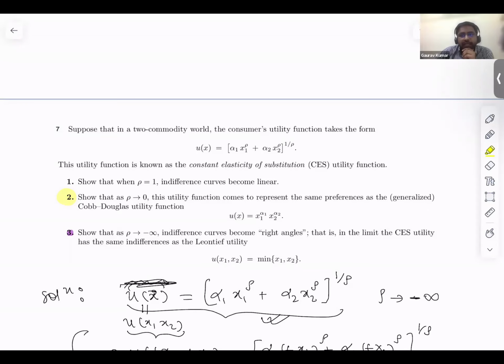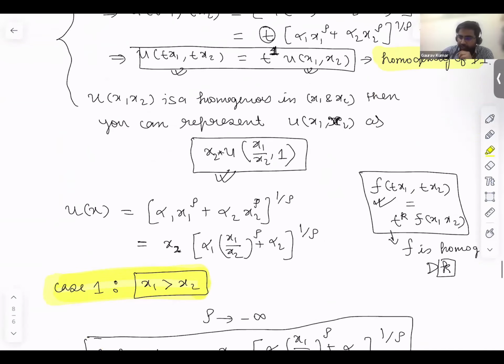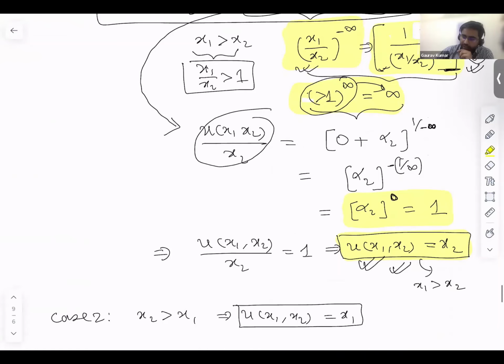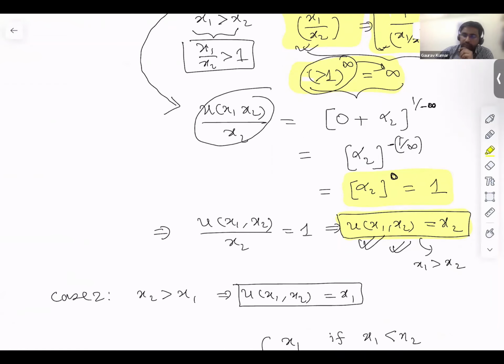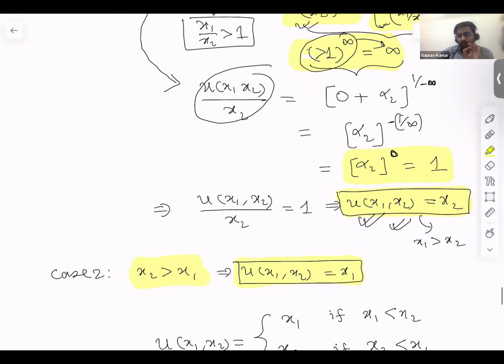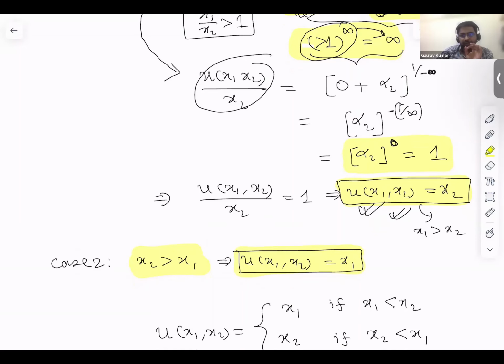Okay, so Navya has a question: how can we get in the second case u is equal to x1? So Navya, you see in case 1 we have x1 greater than x2, and when we solve everything, what we get in the end is u of x1 comma x2 is equal to x2. Similarly, when x2 is greater than x1 and you solve through a similar approach, which I encourage you to do, you will get this. Do exactly the same way I have done for case 1, and what you will reach is u of x1 comma x2 is going to be x1. I hope it's clear to Navya.